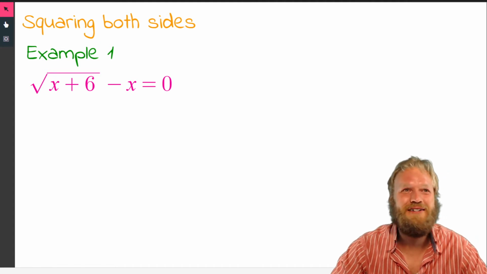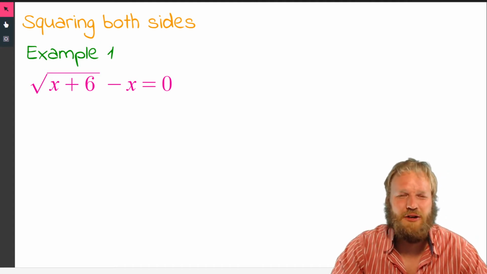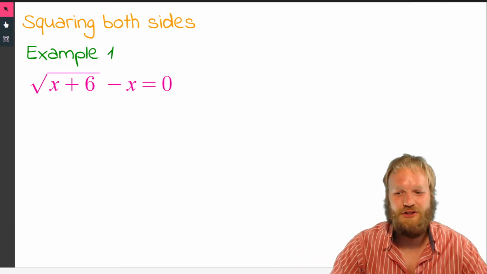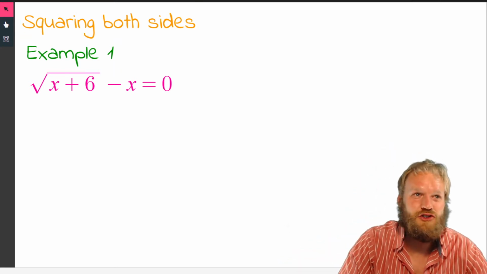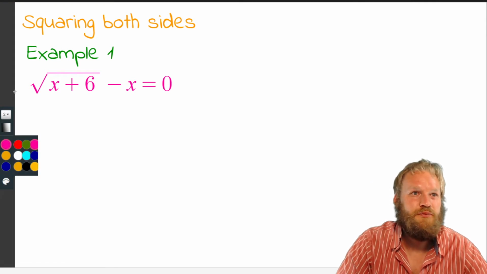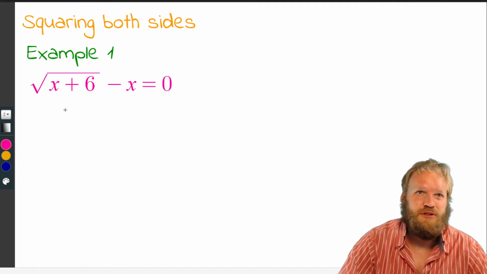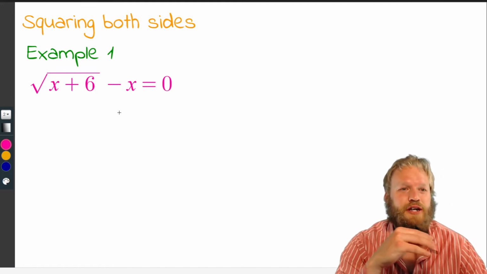Okay, so we've got squaring both sides. This is going to be a bit of a quicker one, actually, with two examples. So let's dive straight into it this time. We've got the square root of x squared plus 6, at least, minus x equals 0. This is example one on the screen.